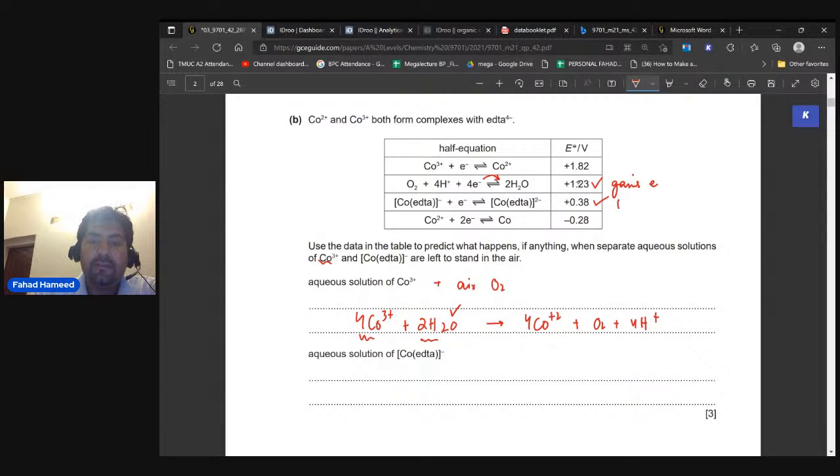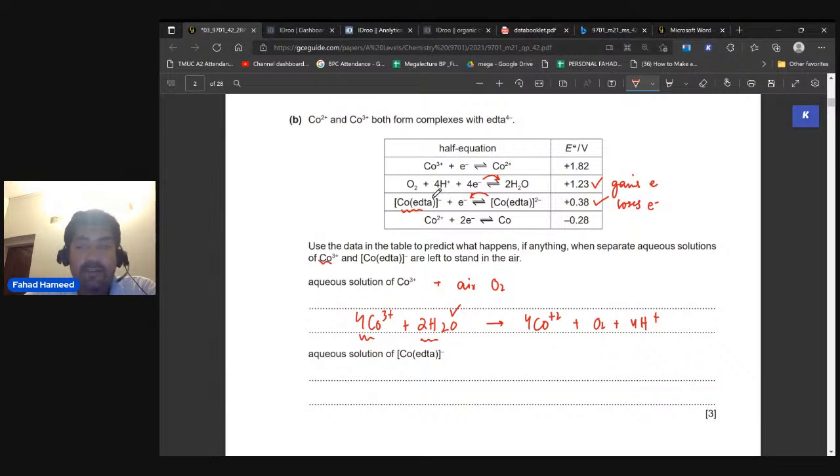And the lower potential, it is the lower potential, so it's going to lose electrons. So cobalt with EDTA is going to end up losing electrons. So now the problem over here is cobalt with EDTA is not going to be able to react, simply because it's got a lower potential. It can't gain electrons. So this one over here, it can be produced, but it won't be able to react.